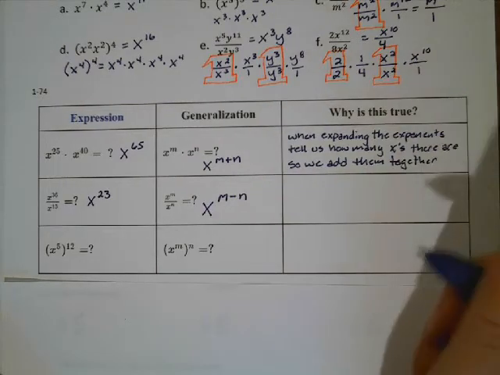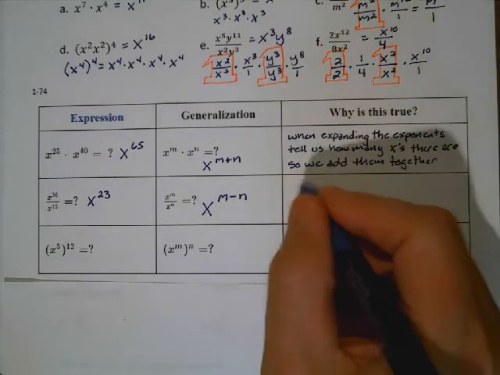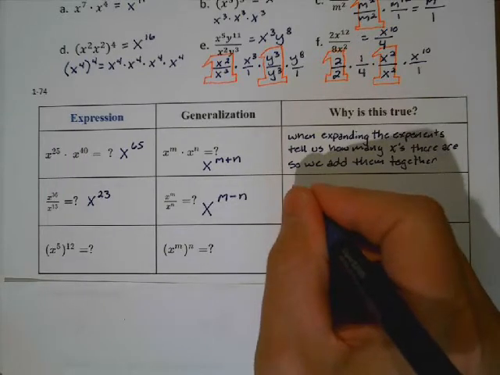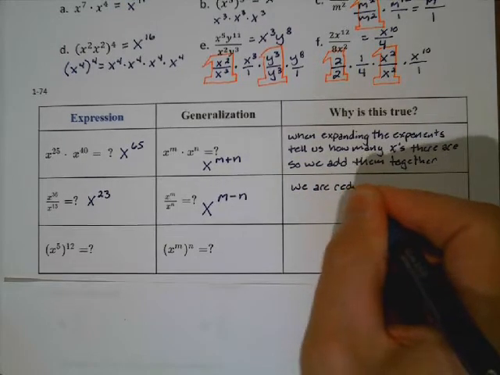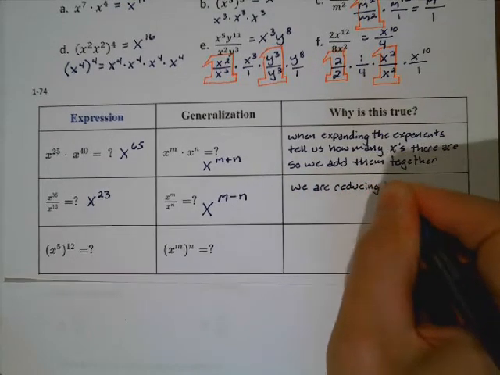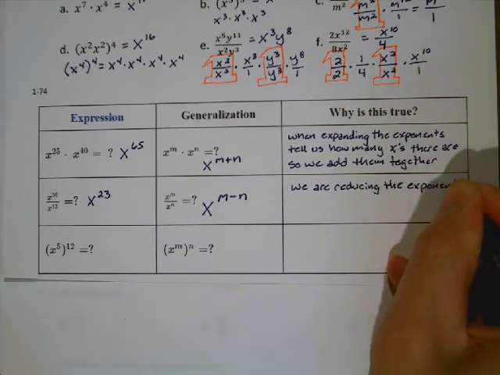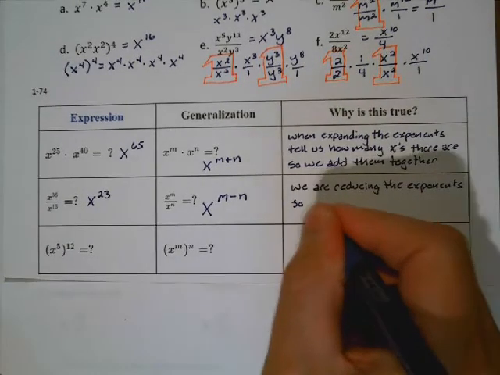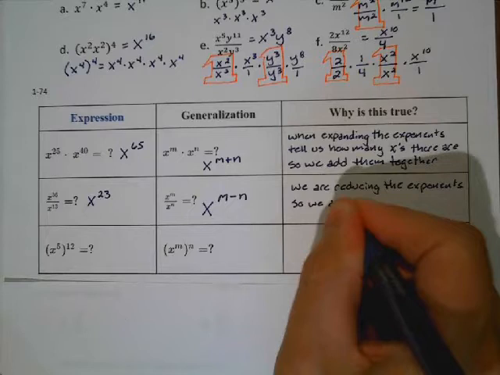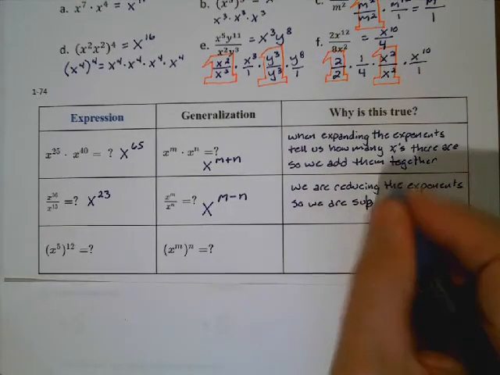Okay, so what we notice is that when we do these problems, we're reducing the exponents. So we are subtracting. It's supposed to be a B.